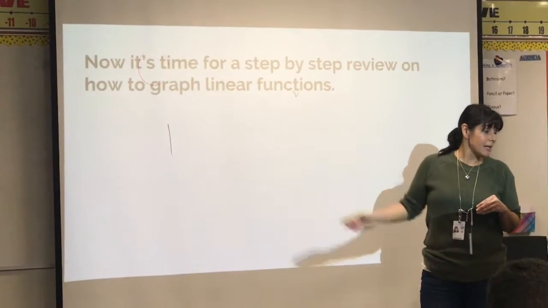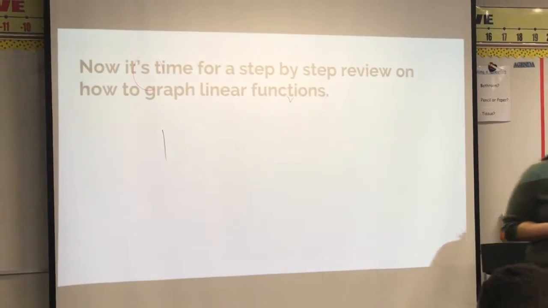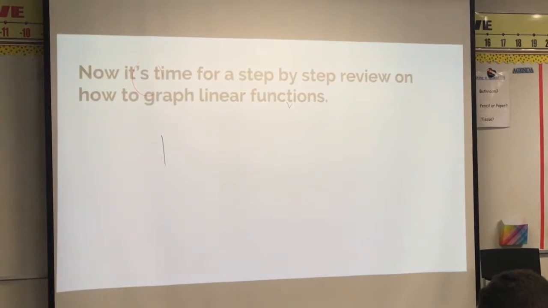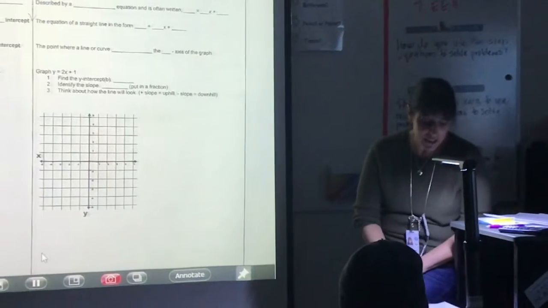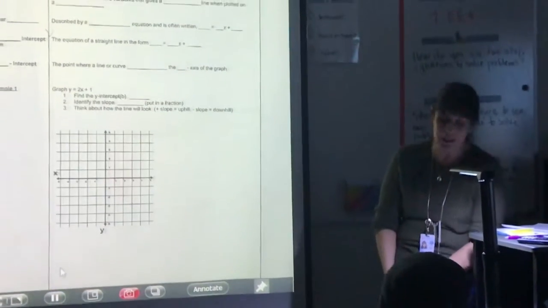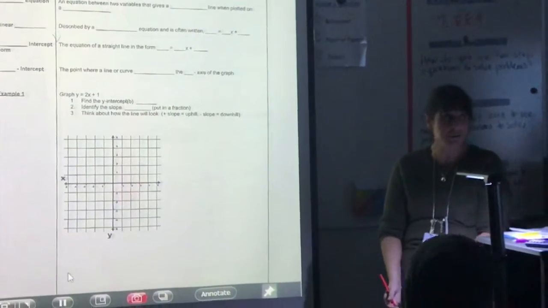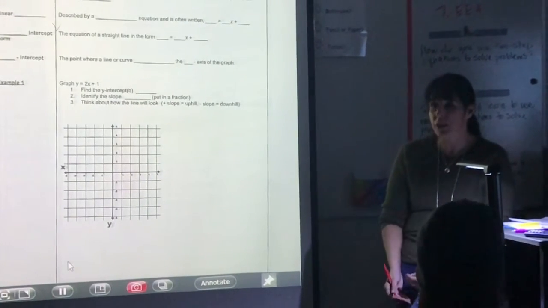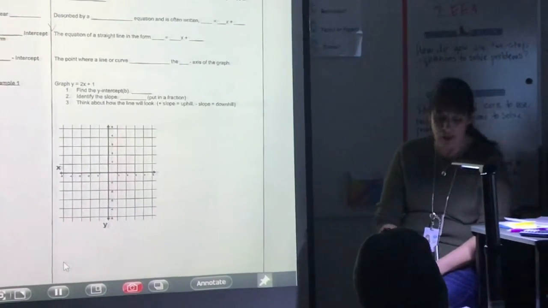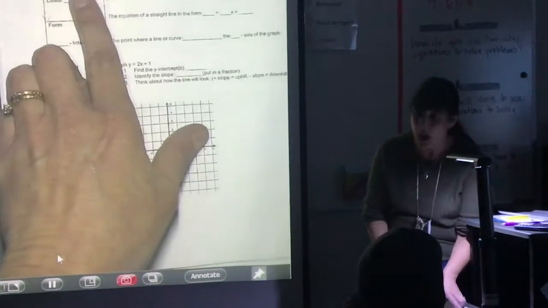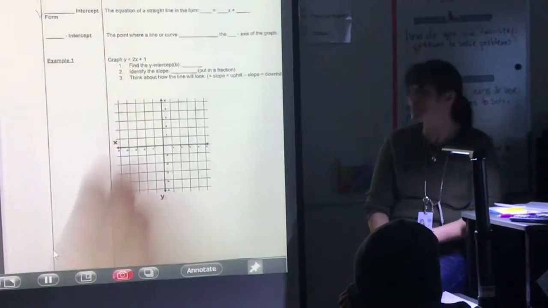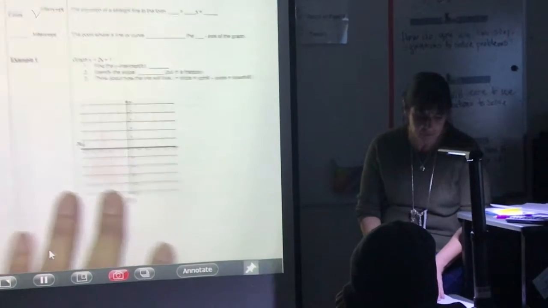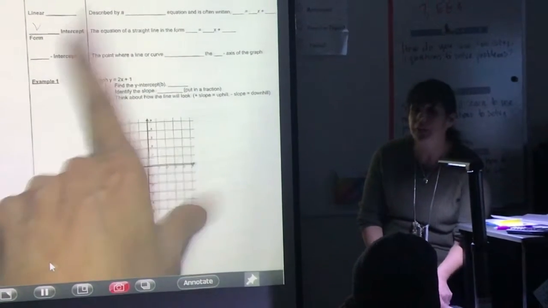Okay, Group A, you should have your notes, and we're going to go step by step on how to graph a linear function. All right, so our central question is, how do you graph a linear function? So how do you graph an equation and show it as being a straight line? First off, the vocabulary. We reviewed this vocabulary, but let's go through it real quickly. Please fill in the blanks as I go through these terms.